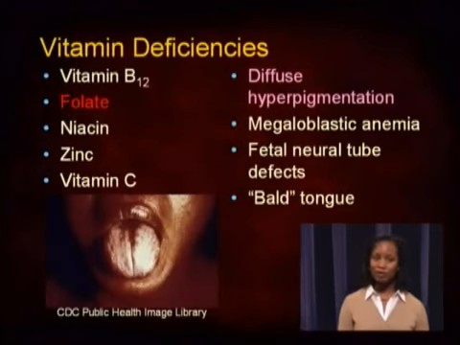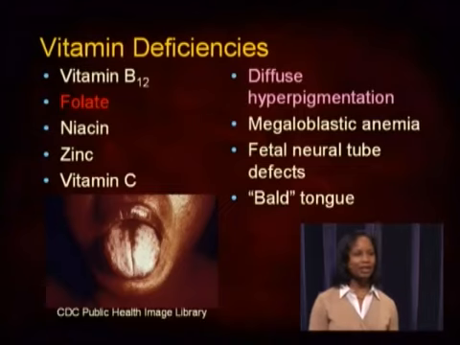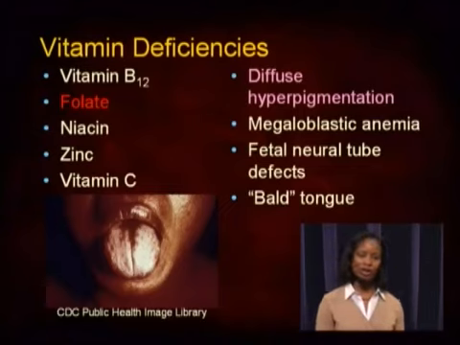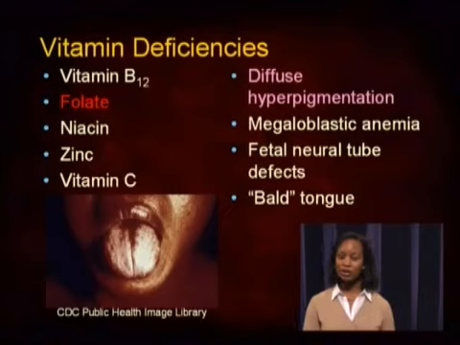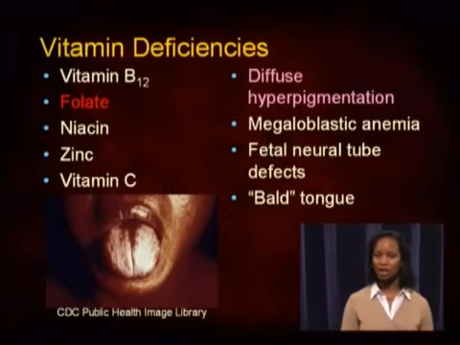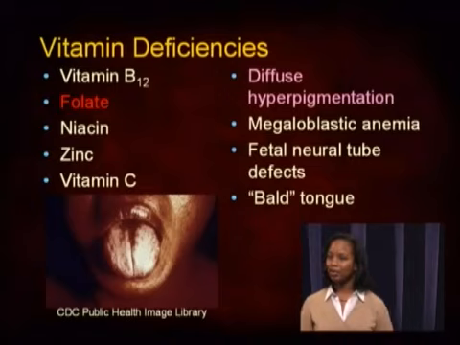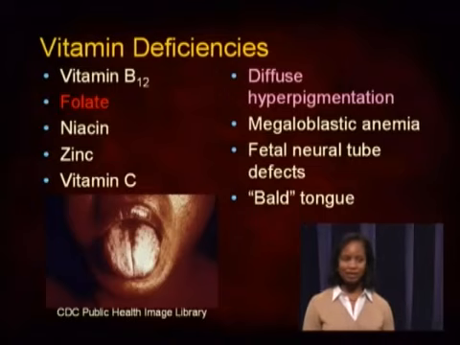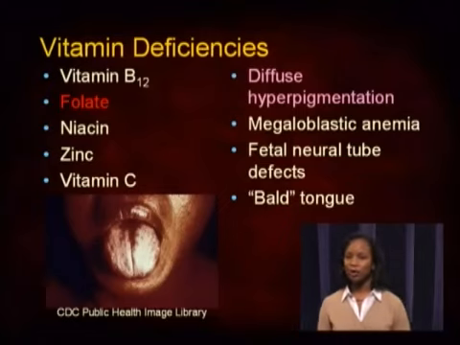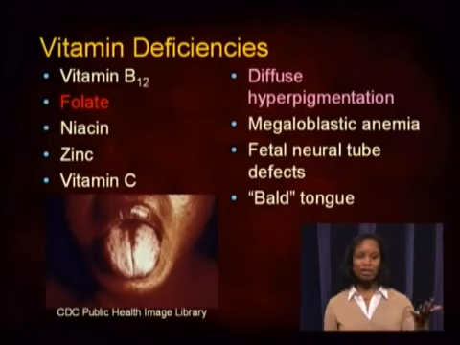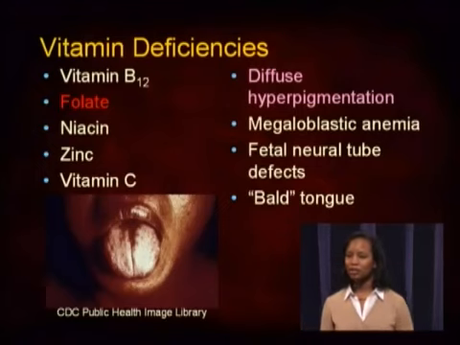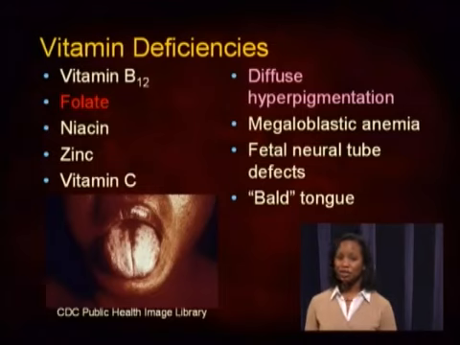And then remember, B12 and folate go together, so a lot of the findings of deficiency of one are similar to the other. So patients with folate deficiency also have diffuse hyperpigmentation and megaloblastic anemia, but we know that folate deficiency is associated with fetal neural tube abnormalities when it's deficient in pregnant women, so folic acid supplementation is important there. And another feature of folate deficiency is the bald tongue. So remember, we talked before about the smooth or bald tongue in association with vitamin deficiencies and also with xerostomia. So here's one of those specific examples.